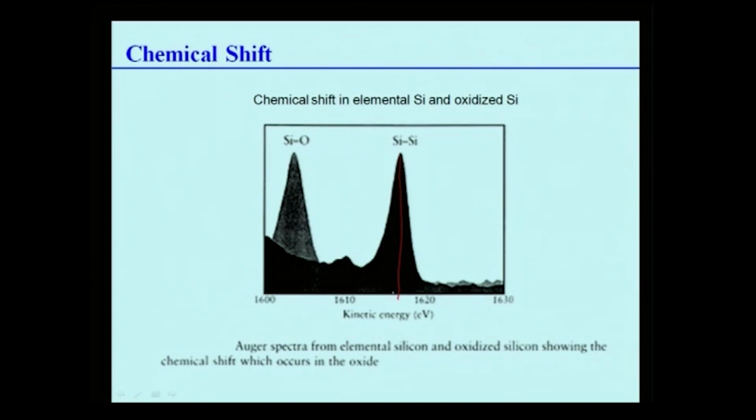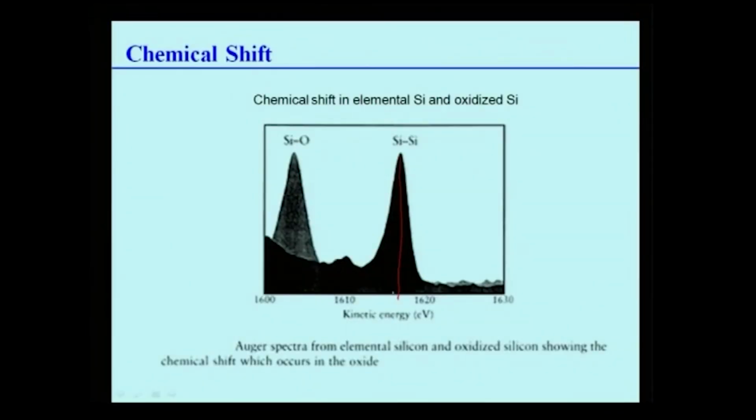But when the silicon is oxidized, which happens on the surface of the silicon in most cases, you have a silicon-oxygen bond. Therefore, because of the presence of the silicon-oxygen bond, the peak gets shifted to a lower value, and it has been observed that the peak comes at about 1605 electron volts.